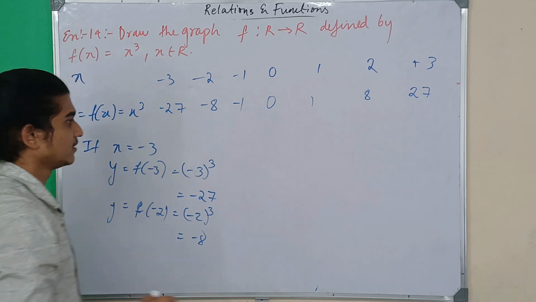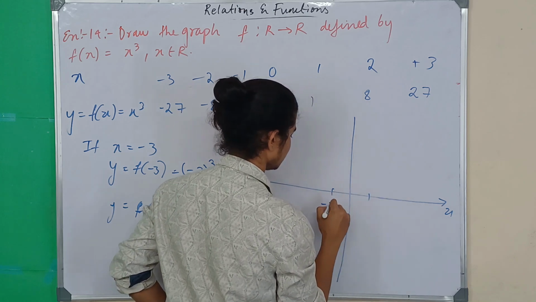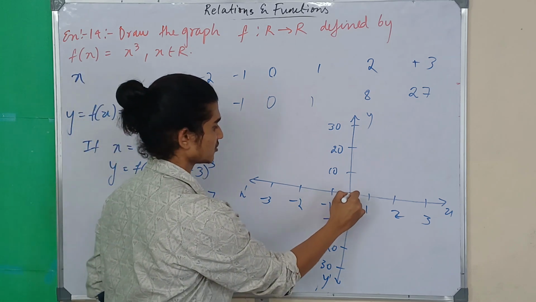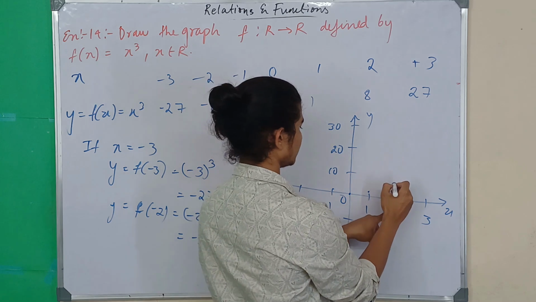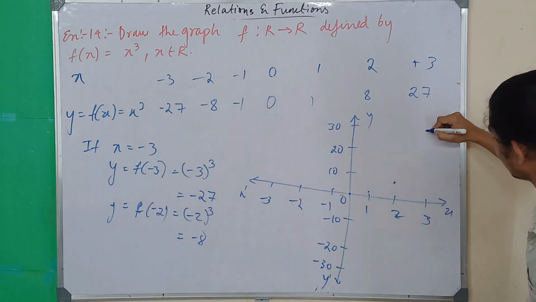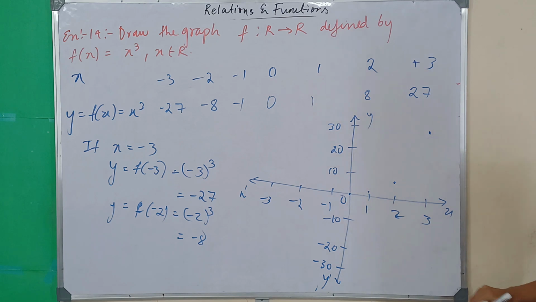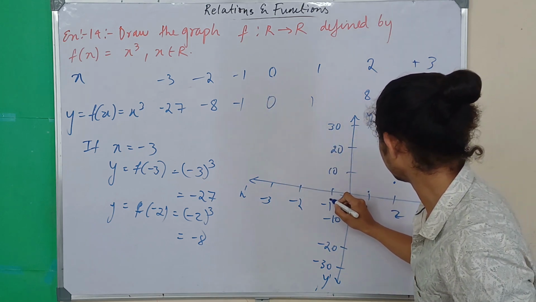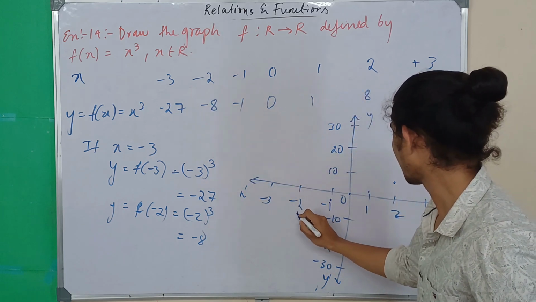Let us try to plot the graph. So we have our x-axis, minus 1, minus 2, minus 3. Now 0 comma 0, so this is our first point. 1 comma 1, so somewhere over here. 2 comma 8, 8 is going to be somewhere over here. And 3 comma 27, 27 is somewhere over here. Okay, next one is minus 1 comma minus 1, so it's going to be somewhere here. And next minus 2 comma minus 8, somewhere over here.